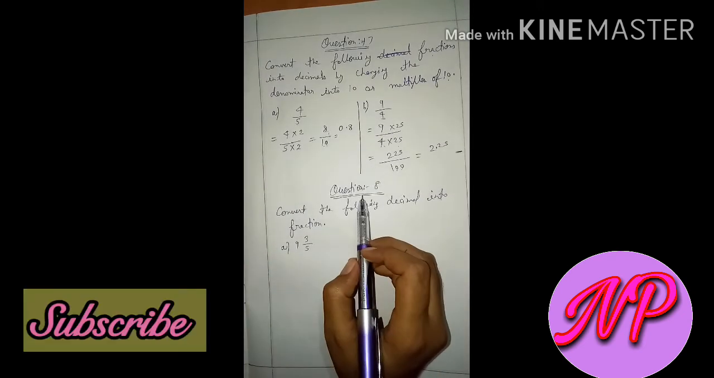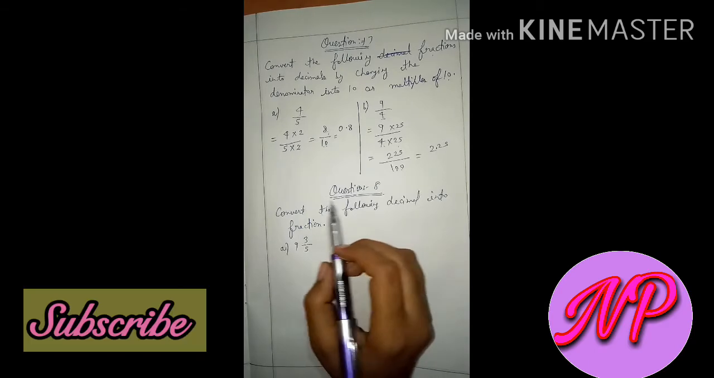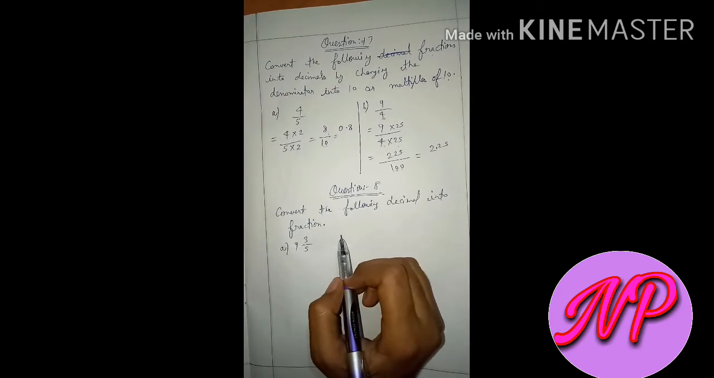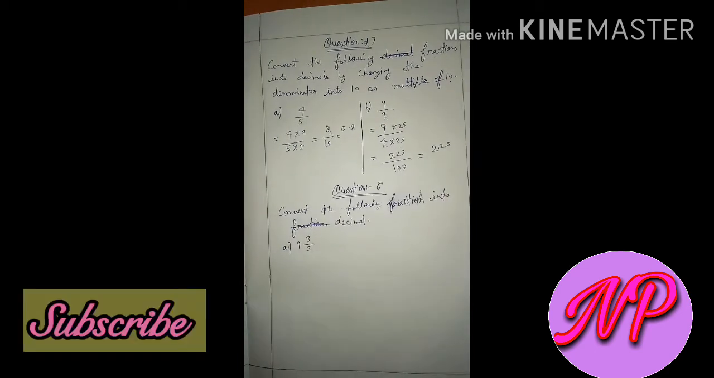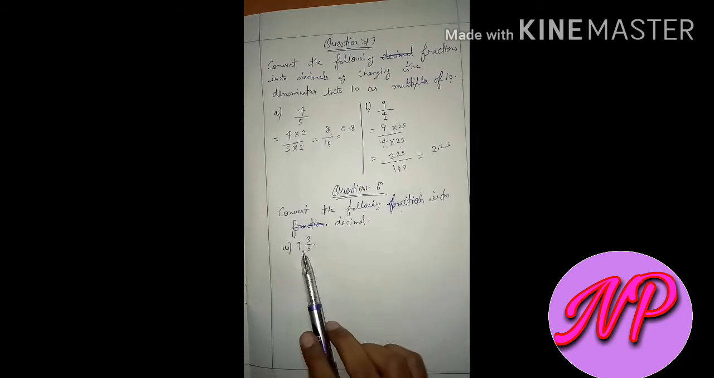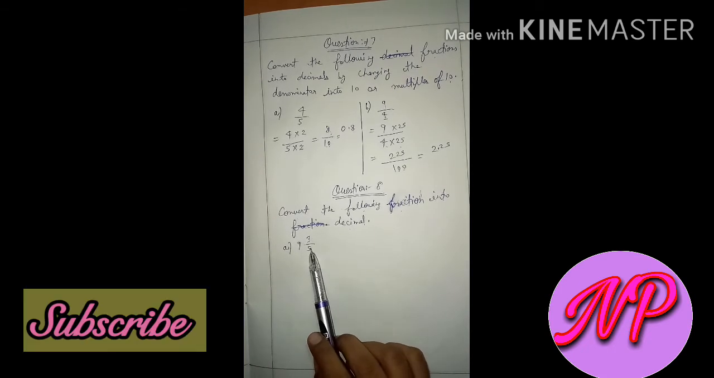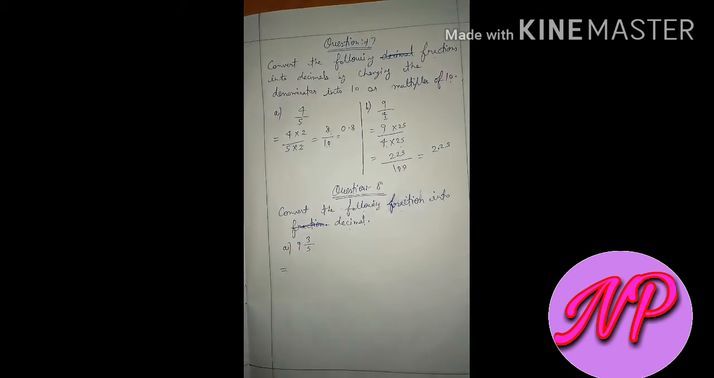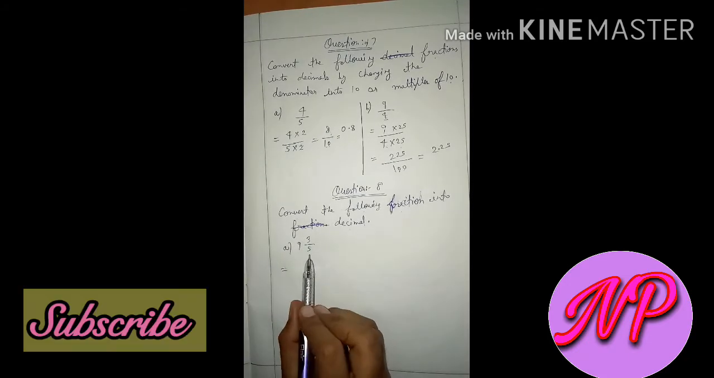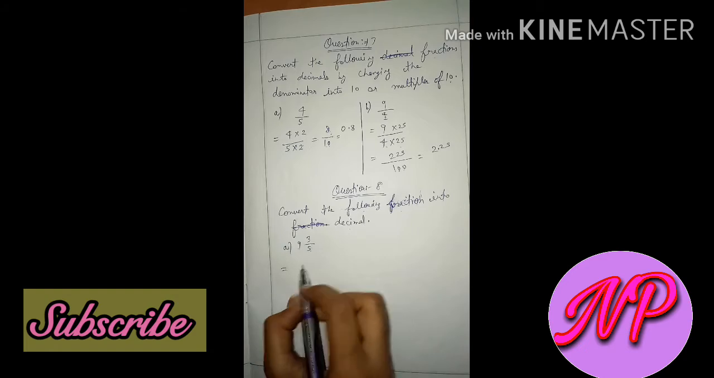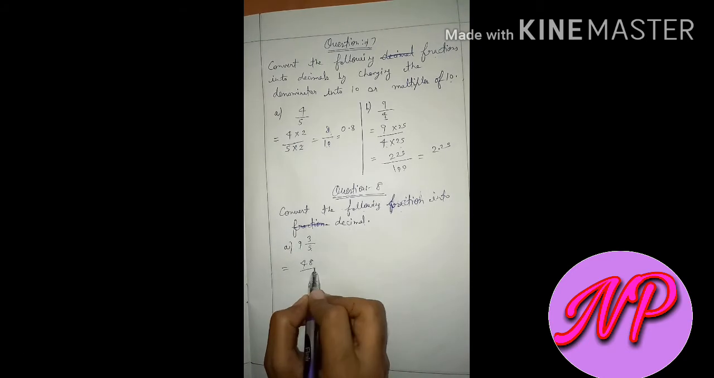Now the question 8, convert the following fractions into decimals. Now here the mixed fraction is given, and you have to convert this mixed fraction into a decimal. Firstly, we will change the mixed fraction into an improper fraction. 5 9s are 45, 45 plus 3 is 48, it will be 48 divided by 5.